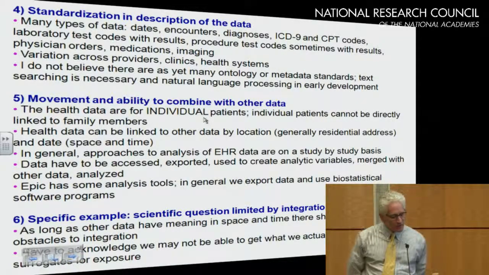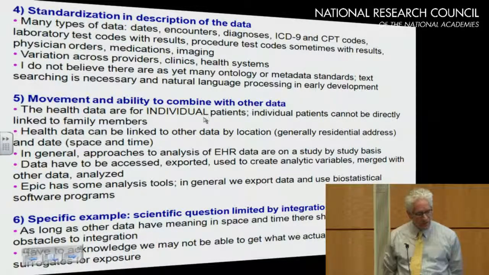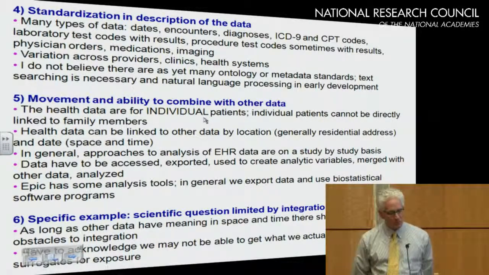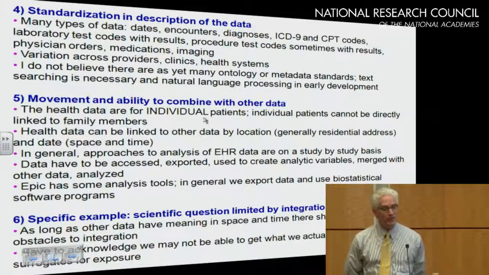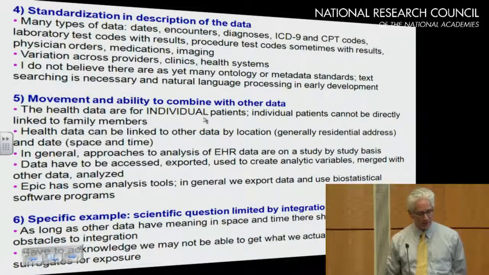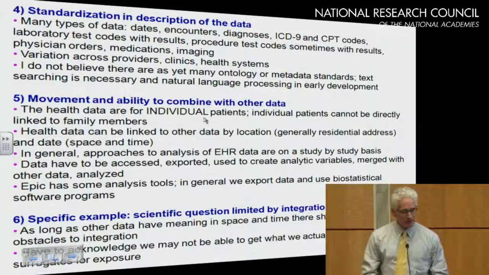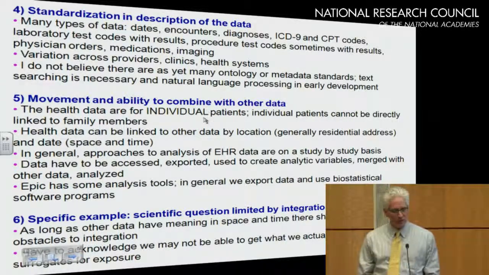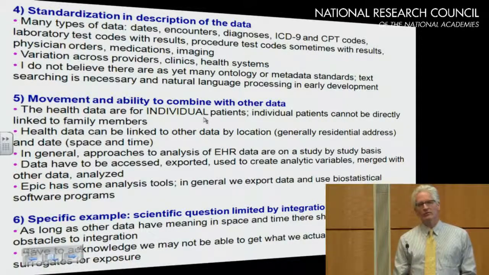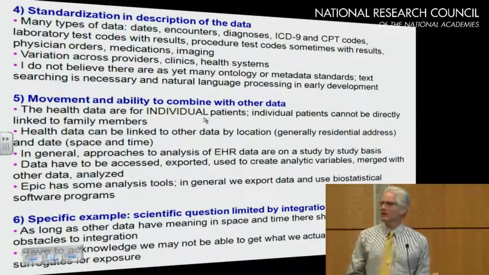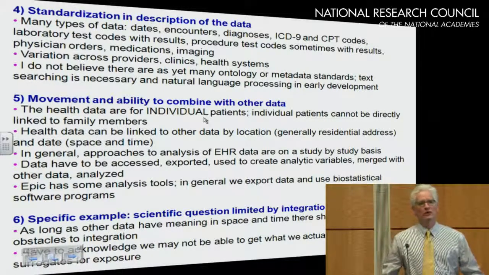Concerning movement and ability to combine with other data, these health data are for individual patients. Individual patients cannot be directly linked to family members, as I talked about this morning, but there are ways that we're trying to work around that. Health data can be linked to other data by location, generally residential address, and date. So, as I mentioned this morning, most of our analysis in environmental epi is looking at exposures in space and time.